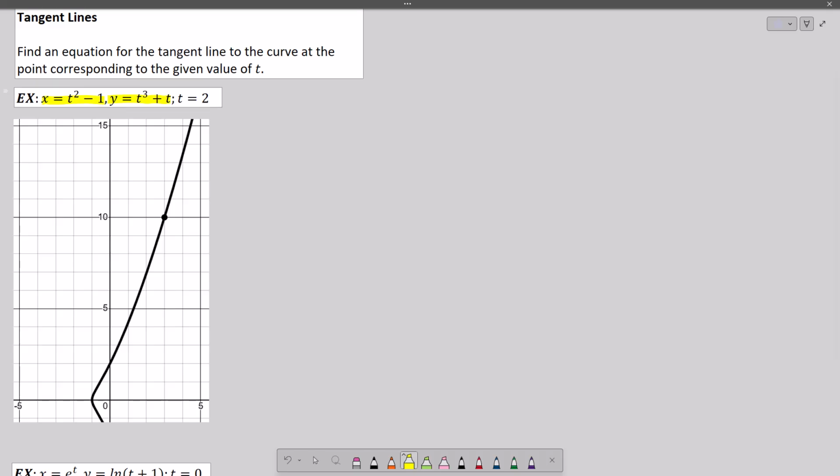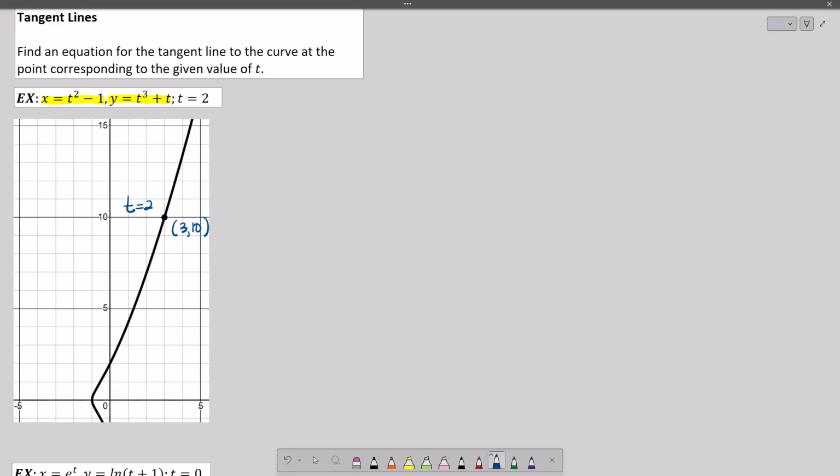So it says find the equation of the tangent line to the curve at the point corresponding to t equals 2. So let's first notice where we are when t is 2 on the curve. So this is a tough graph. You would never have to graph something this complicated by hand. But if you plug in a 2 here, we are at 3 for x and 10. So (3, 10). So this is corresponding to t equals 2. That is where we are on the parametric curve when t is 2.